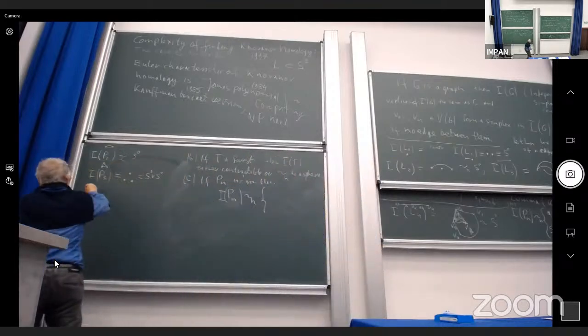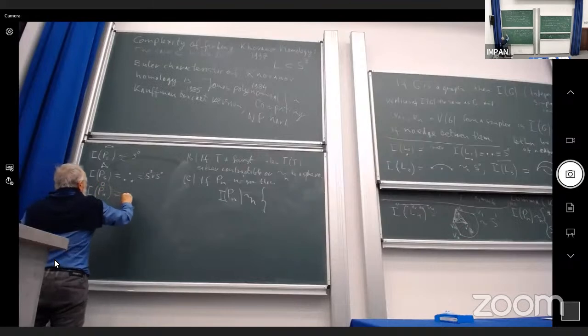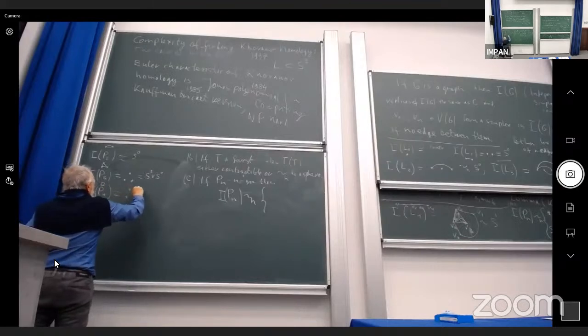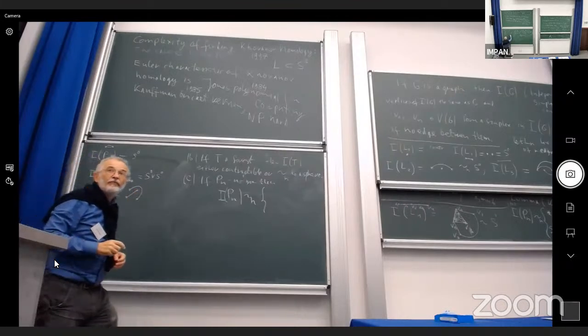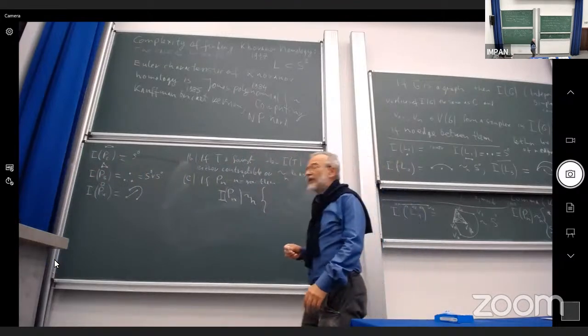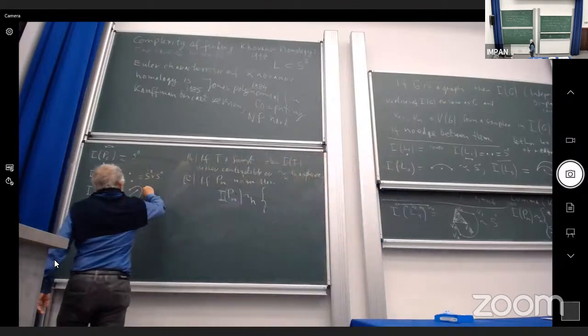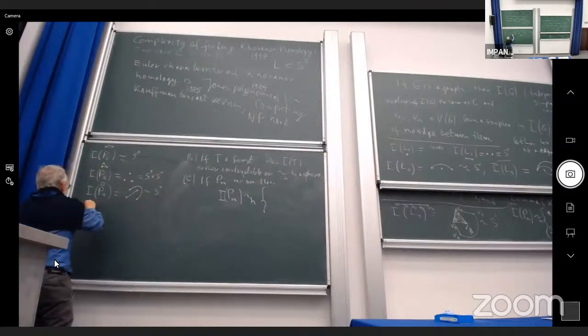Okay, what is the independence complex of the square? The square we can do quickly. Only the diagonals are not connected, so this is our result. And this is, of course, homotopy equivalent to S0. Okay, so maybe something richer.